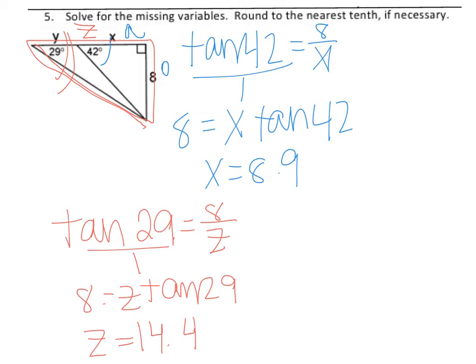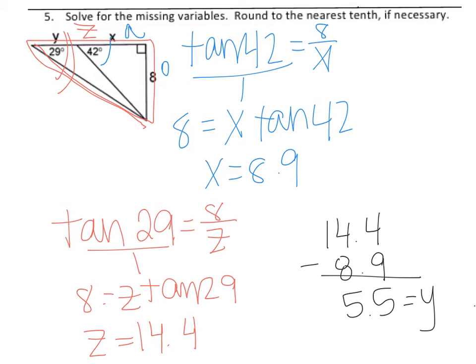So if z is the whole length, and I already found x, which was the piece I already used, 8.9, I can subtract those two numbers, and that will give me what y is. When I subtract, I get that 5.5 equals y.